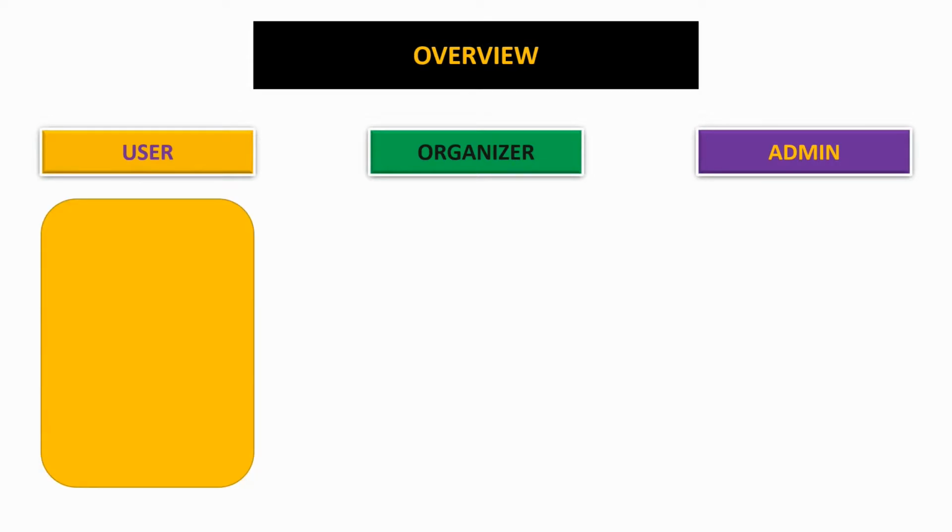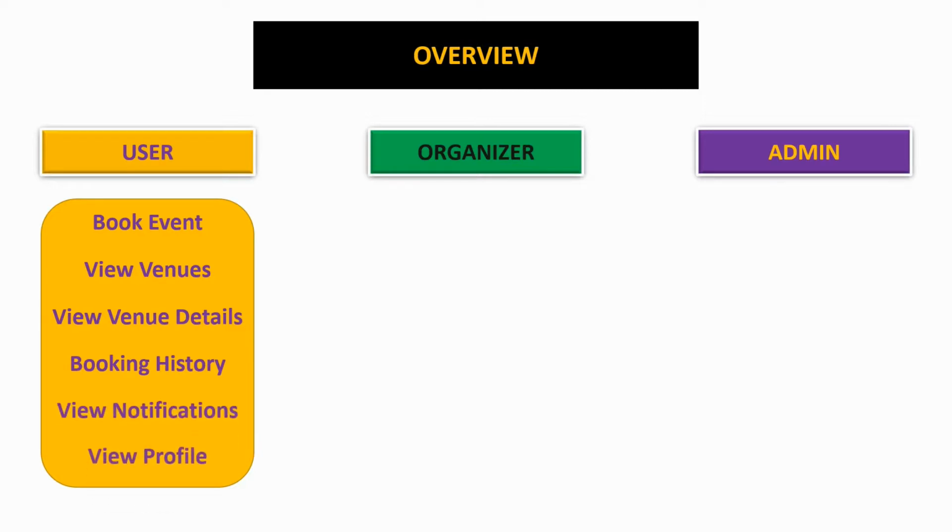A user will be able to book events online at various venues. After that, he will be able to see all the venues available on the portal. The user can see venue details, which consist of equipment, food items and various events. The user is also able to see his or her booking history, notifications and profile.